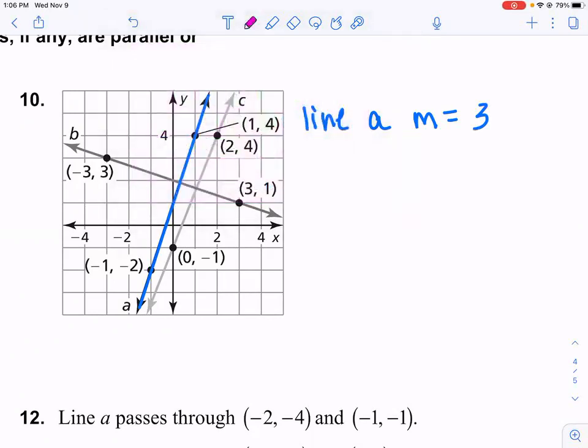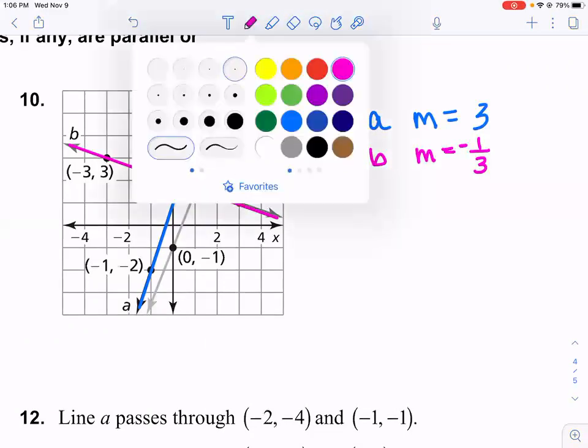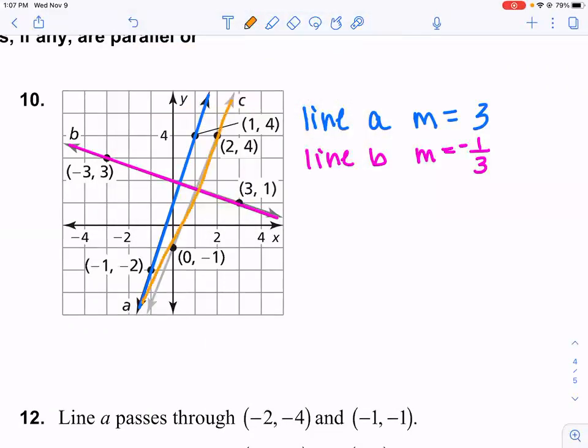Okay. Let's see. Anna, what is the slope for line B? 1/3. So 2/6, which simplifies to 1/3. Anna, do you agree that it's negative? Because it's going down. Slope, dude, is skiing down. Okay. All right. And then line C.